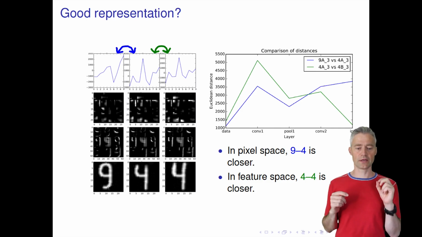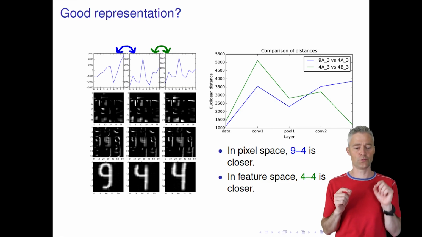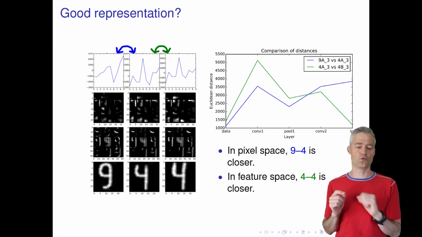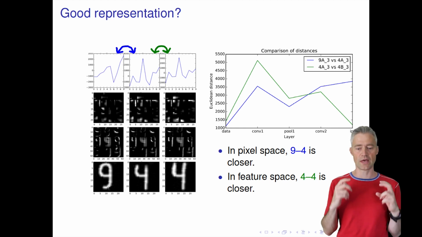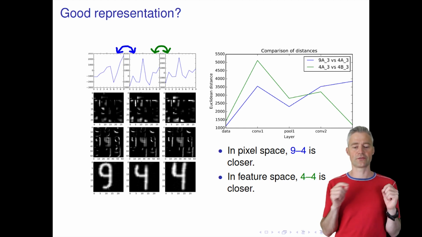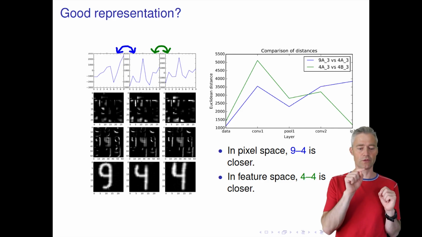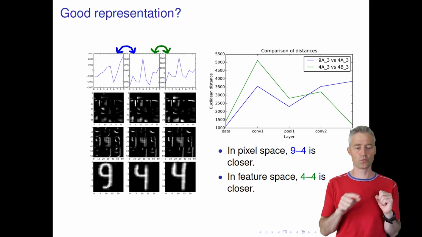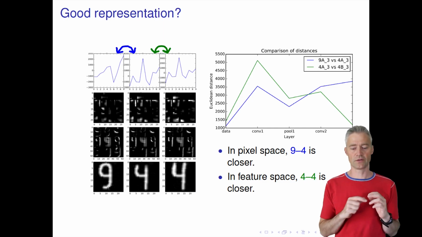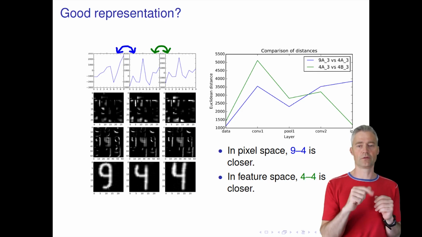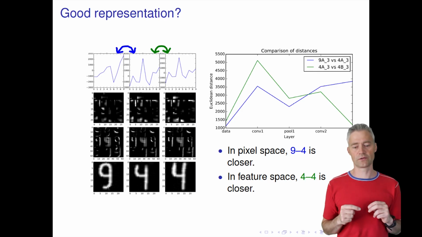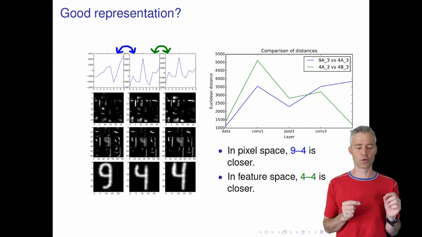So we have looked at the filters and the activations we get if we take a 9 and 2 4s. And you can see, if we look at just the Hamming distance, the pixel-wise distance between the two, for example between the 9 and the middle 4, which is shown in blue, that on the data level, the first in the figure here, the Euclidean distance is smaller between the 9 and the middle 4 than between the middle 4 and the second 4.